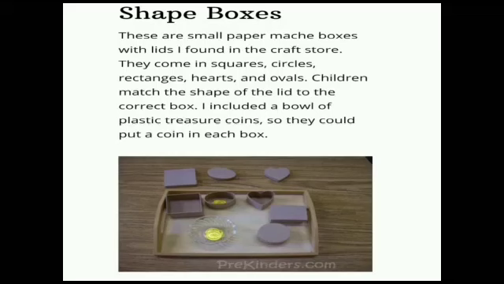This is an activity for you. These are small paper matchboxes with lids. I find them in the craft store; they come in squares, circles, rectangles, hearts and ovals. Children, you can match the shape of the lid to the correct box. It is included in a bowl of plastic treasure coins, so they could put a coin in each box.